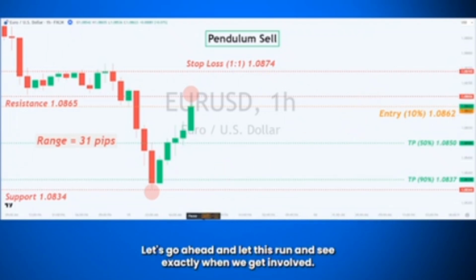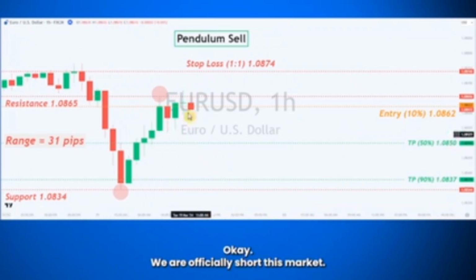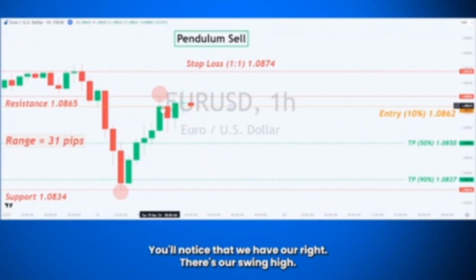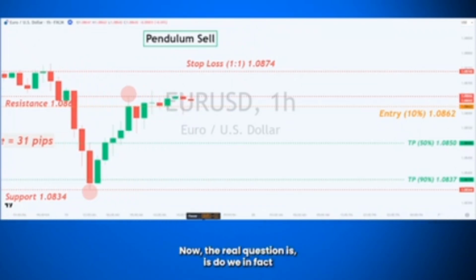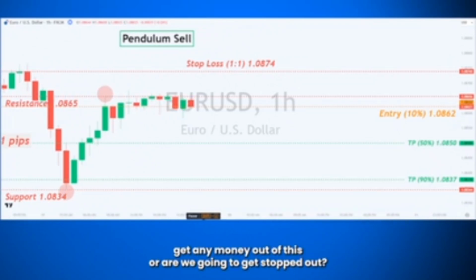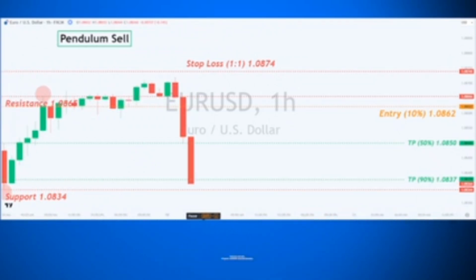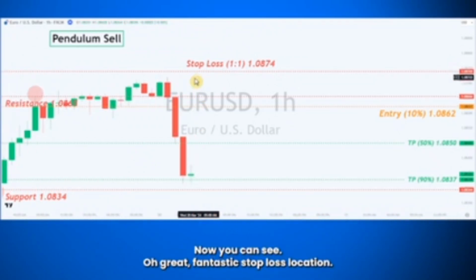All right, let's go ahead and let this run and see exactly when we get involved. Okay, we are officially short this market. You'll notice that right there's our swing high. There's a test of that area, and then there's your 10% retracement. So you're officially short. Now the real question is do we in fact get any money out of this, or are we going to get stopped out? Now you can see, oh, great, fantastic stop loss location.